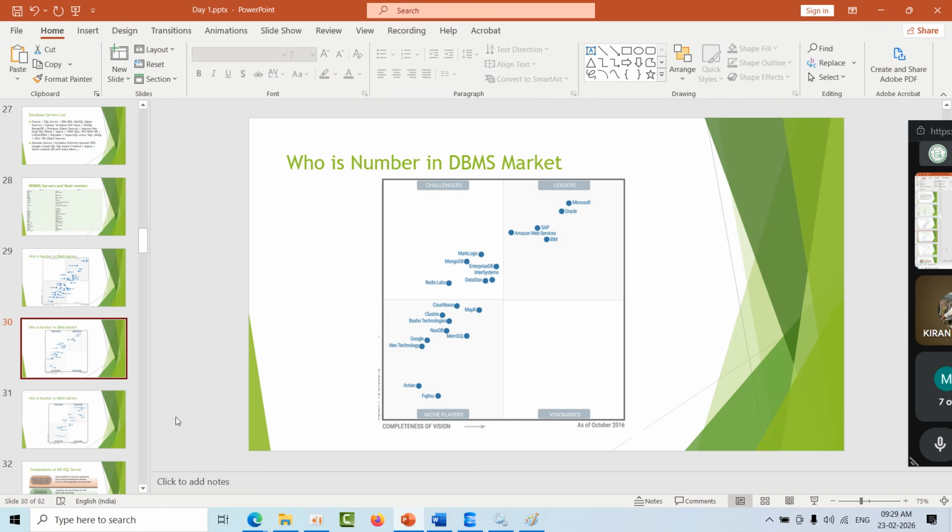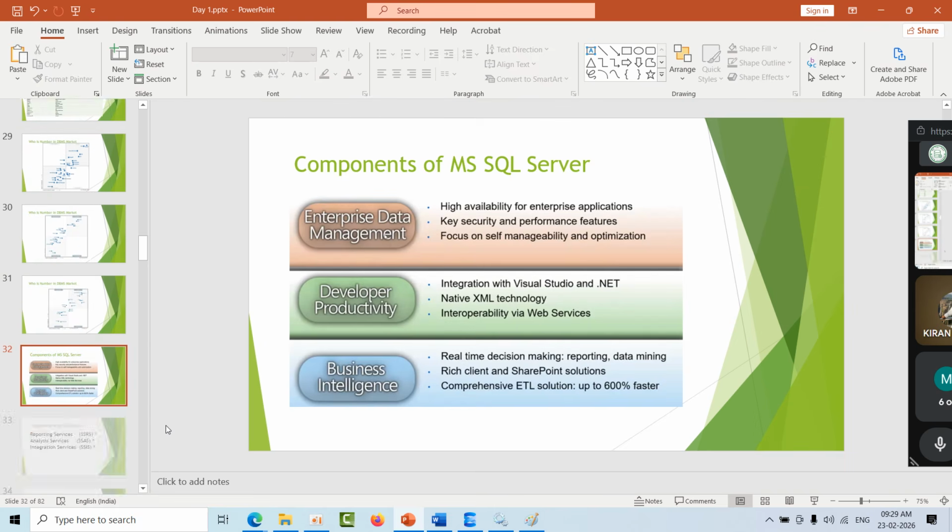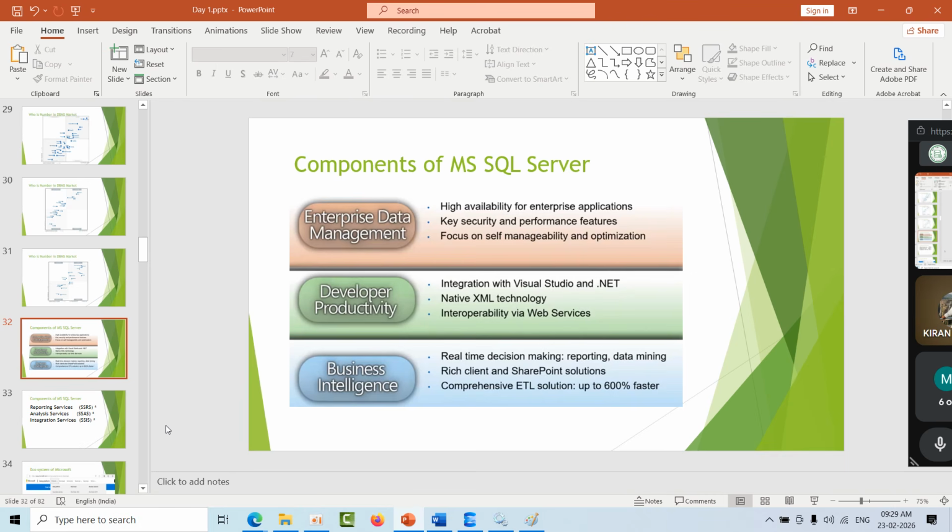If you want to see, just go to Google and type the Gartner reports for 2025, 2024 in the DBMS market, cloud market. You can see whichever technology you are in. So these reports are paid only. Okay, now along with SQL Server.